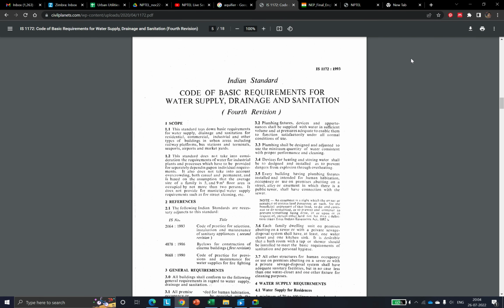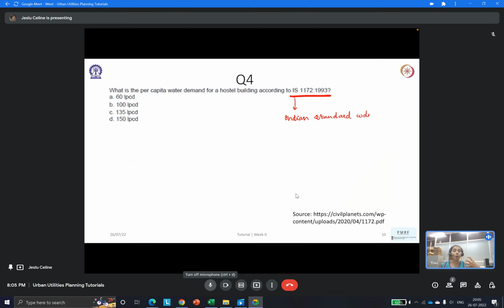So this is the standard code which gives us the amount of water which will be required for certain purposes, what is the quality of that water which will be required, how can we use it, and where do we source it. All these details are given in this code, and the source of this code for interested students is given over here.